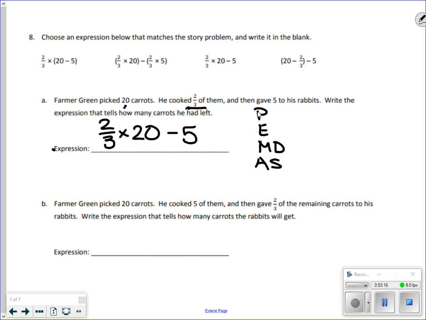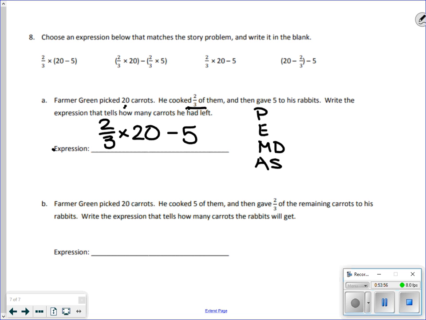Farmer Green picked 20 carrots. He cooked 5 of them and then gave 2/3 of the remaining carrots to his rabbits. Write the expression that tells how many carrots the rabbits will get. Which one of those expressions answers this one? Don't worry about what anybody else did. How many of you think it's the first one? And really, honestly, put the first one. Did you write anything down on your paper? Because I can't tell if you're on the right side.